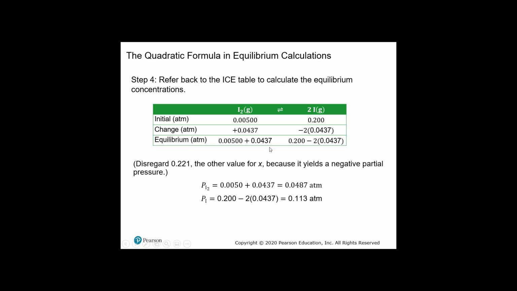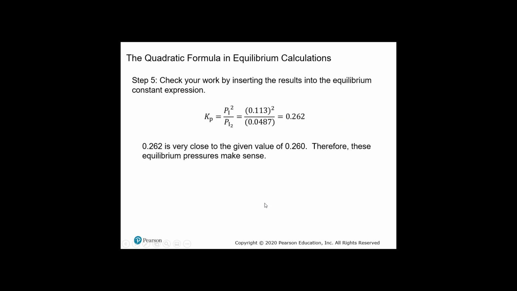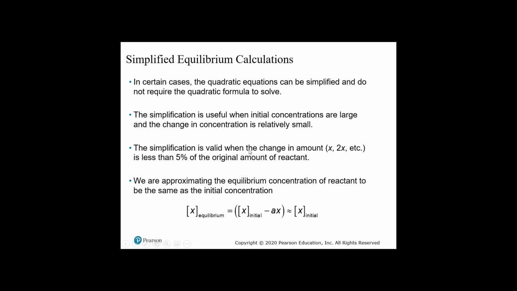So we end up plugging everything in. You can see here we got one value. Here's the other value. So then we can now plug it into our equilibrium constant with those values, and we can get our final value. The equilibrium constant is 0.262. The one that was given to us is 0.260. So we are on track. This makes sense.